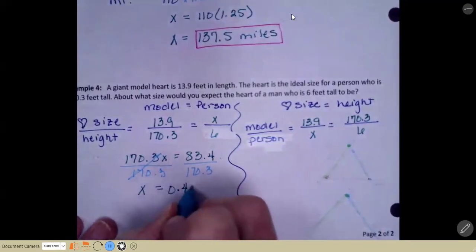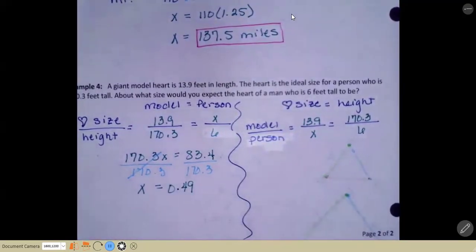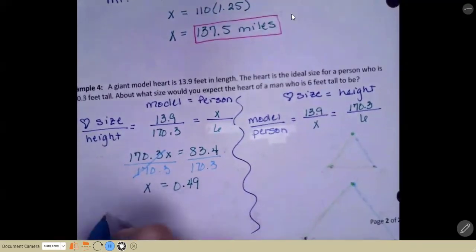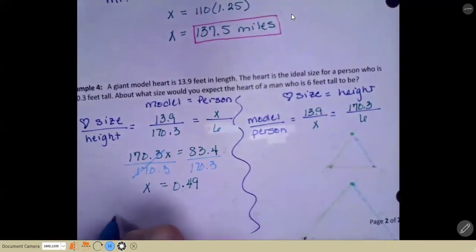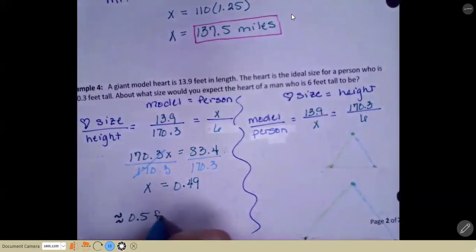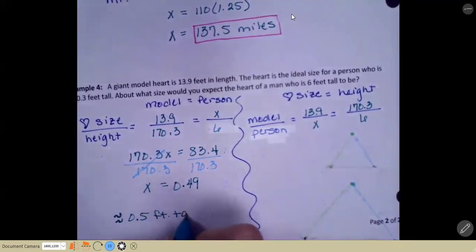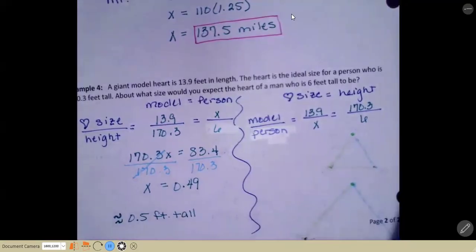And this is the answer that I would say is about 0.5 feet tall. Now, if you think about it, half a foot is 6 inches. So 6 inches is about the size of a heart of a man who is 6 feet tall. Doesn't that make sense?